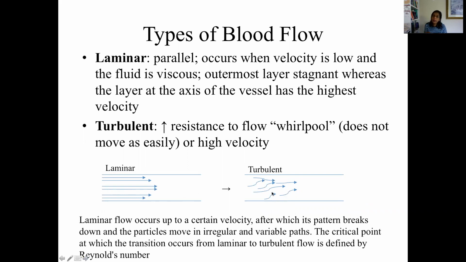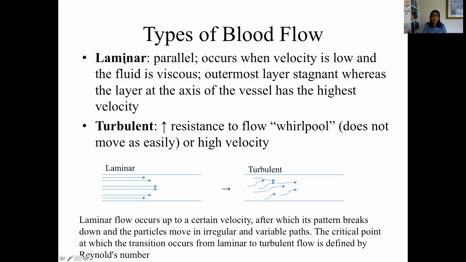You may want to test this with your tap. You may release the tap gently, so there is this nice flow of water, very quiet, and then increase the speed with which water flows, then you see this gushing sound. That would be turbulence. All right, so we have two distinct types of blood flow.